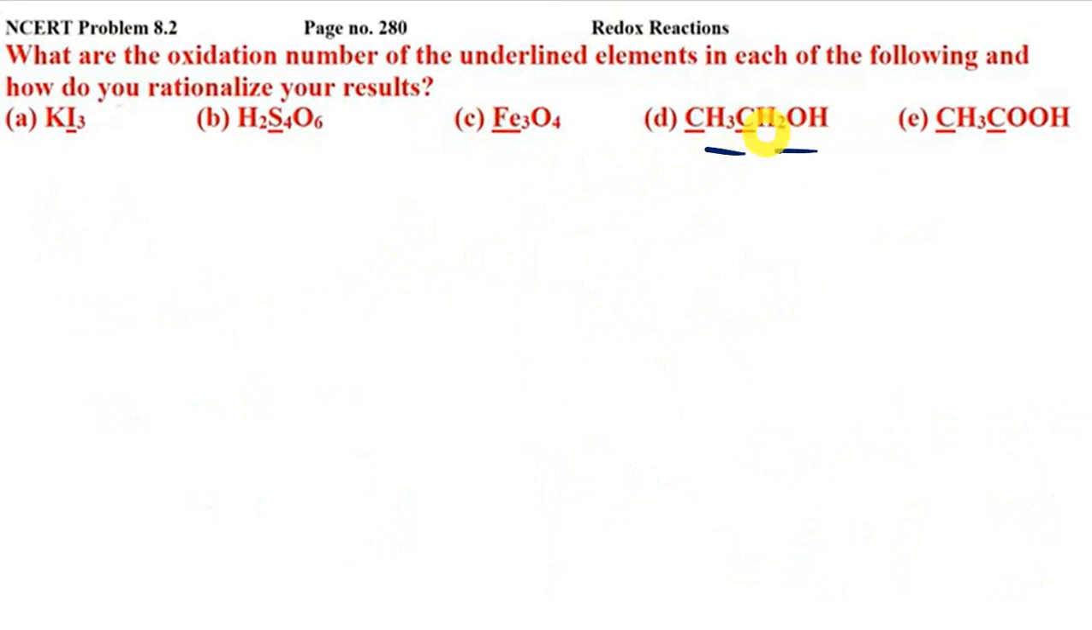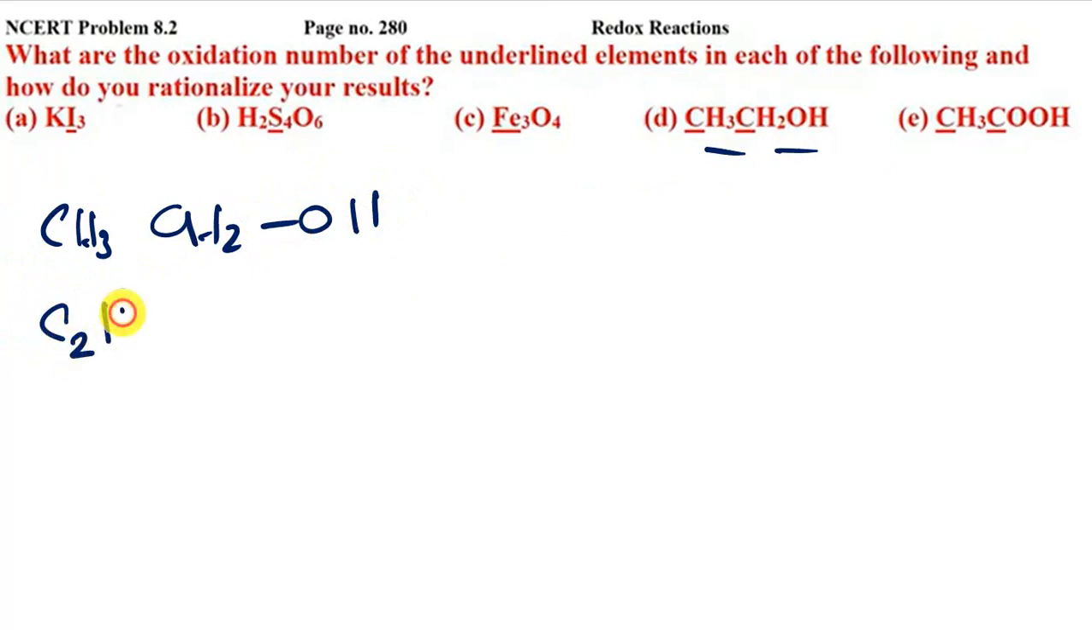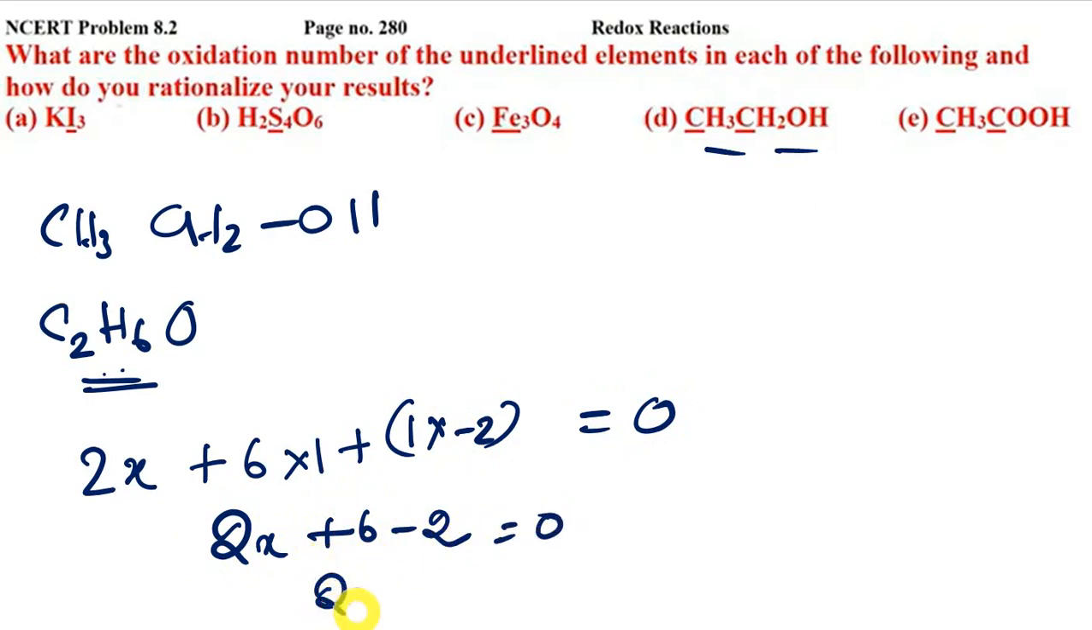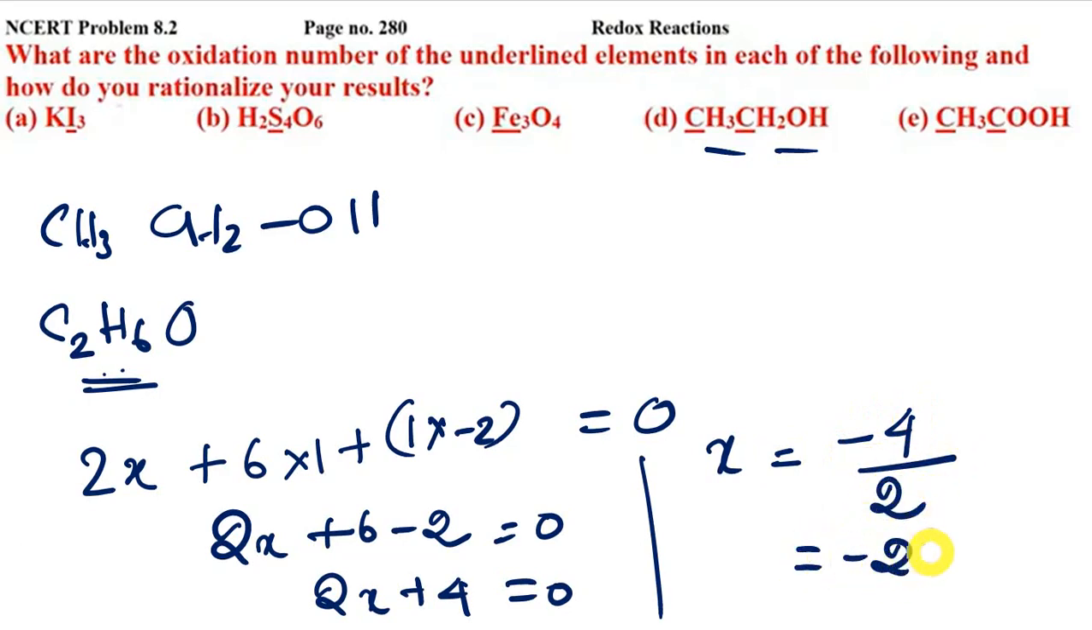Next we can go for CH3CH2OH. Right? Let us write here CH3CH2OH. So this can be written as C2H5 plus 1 6, 6O. Right? So here we know that carbon is X here. So 2 into X, 2X plus 6 into plus 1 plus 1 into minus 2, only one oxygen, so that is equal to 0. So 2X plus 6 minus 2 is equal to 0. So 2X plus 4 is equal to 0. Then X is equal to minus 4 by 2, that is equal to minus 2. So the oxidation state of carbon is minus 2 here.